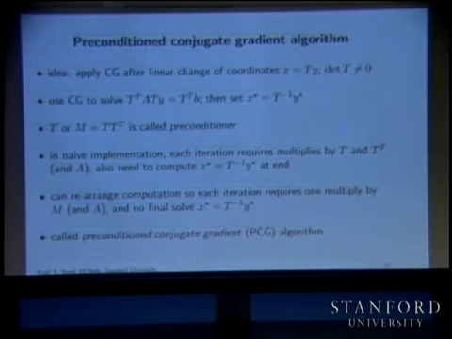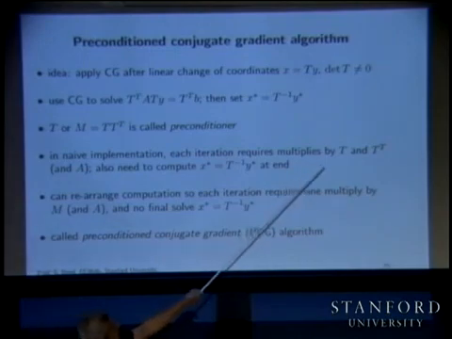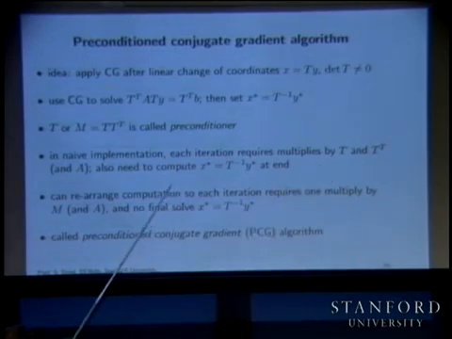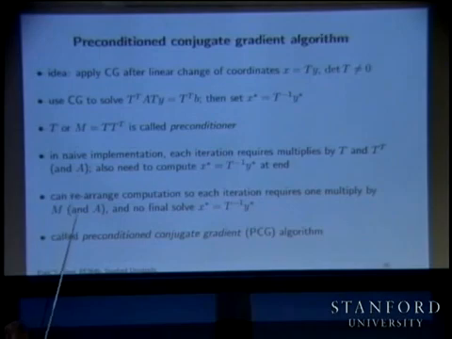Basically, if you just take CG, it's actually not that bad. You have to multiply by T and T transpose at each step. The other option is to multiply simply by M once, and you don't really need this final solve, in fact. So this is called PCG.